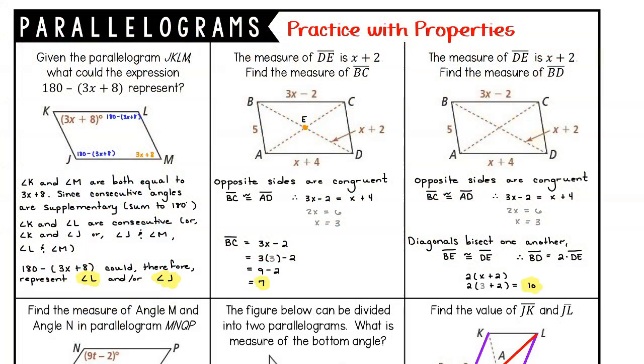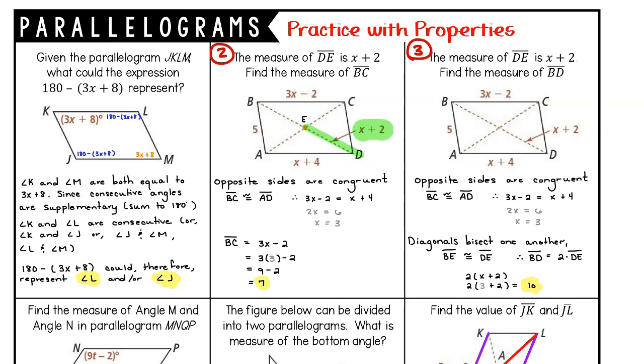All right, we're going to take a quick look at questions number 2 and 3 with the parallelograms practice set. This was the first practice set we did for parallelograms this week. Question number 2 says that the measure of DE is x plus 2, and we can see that is this line segment right here in green, DE, and its measure is x plus 2.